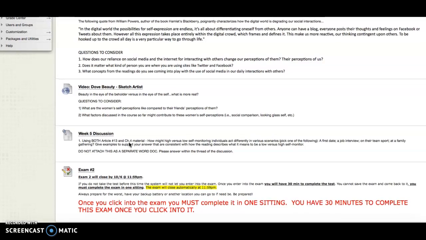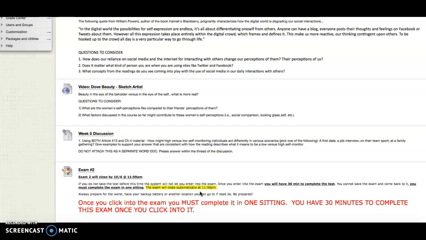And then we do have an exam this week. It's going to close by the 6th of October. Yes, we are in October already. And so you want to make sure that you are leaving enough time before the exam shuts to complete it. The exam closes automatically at 11:59 p.m. So if you are starting the exam at, say, 11:40, you're not leaving yourself much time. In fact, you're only leaving yourself 19 minutes to finish the test, because it will automatically shut down at 11:59. So just keep that in mind.